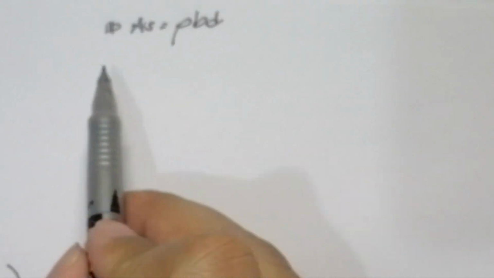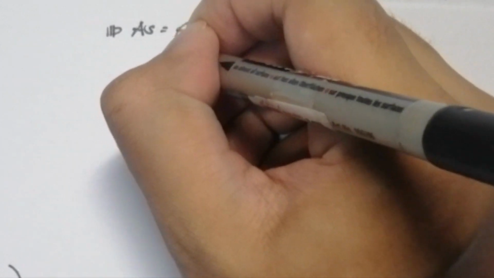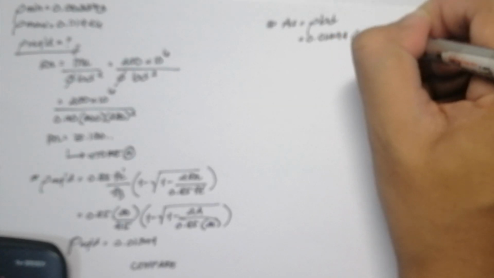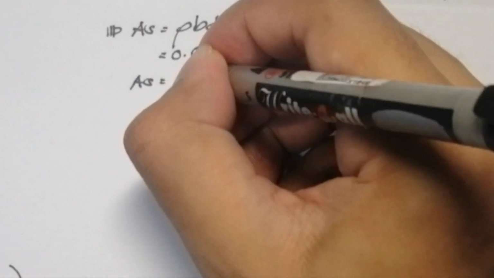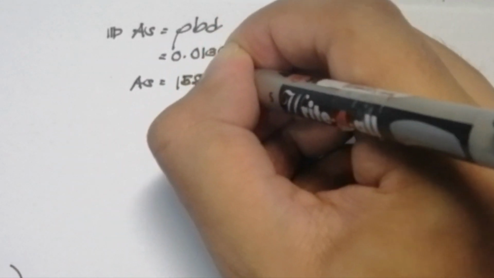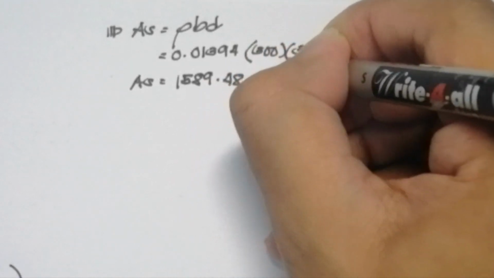So we proceed now in solving for the required area of reinforcement. So the formula is As is equal to rho bd. So we are going to use the value of the rho required since it is qualified for the singly reinforced beam, multiplied by the base and the effective depth. So the value of our As is equal to 1,589.482 square millimeters.